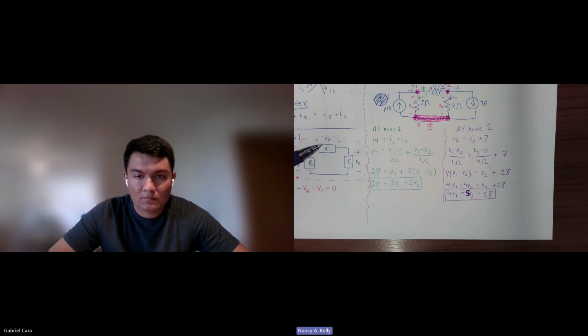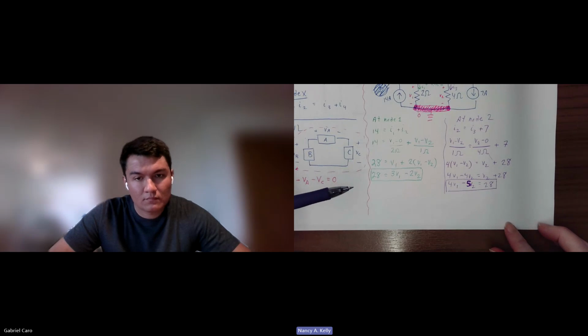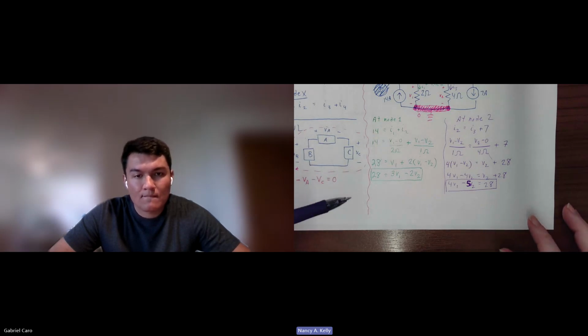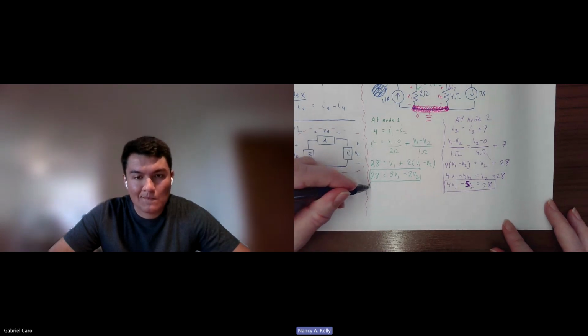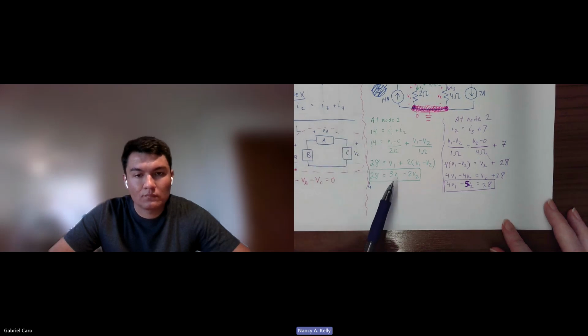Okay, so what I can do then is to combine them. I'm looking at it and I'm thinking I'm probably going to want to add them together somehow. There are different ways you can do this, but what I'm going to choose to do is multiply this equation in green by 4. The reason I'm doing that is because I want to make this coefficient 12.